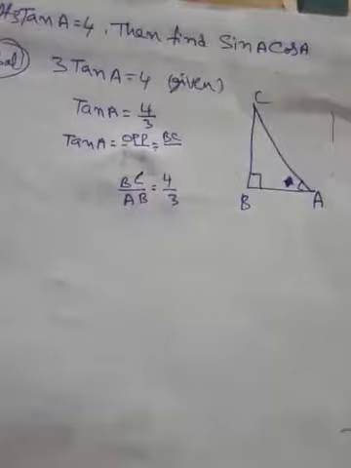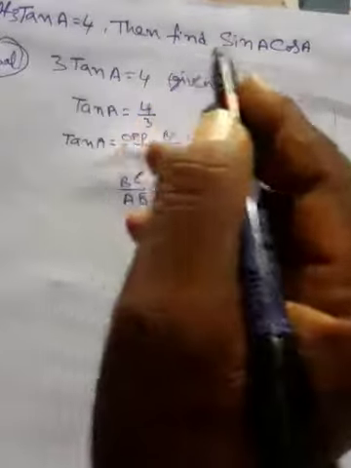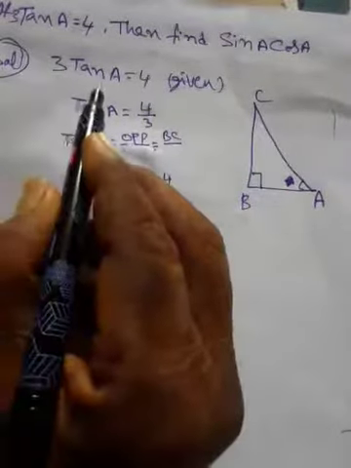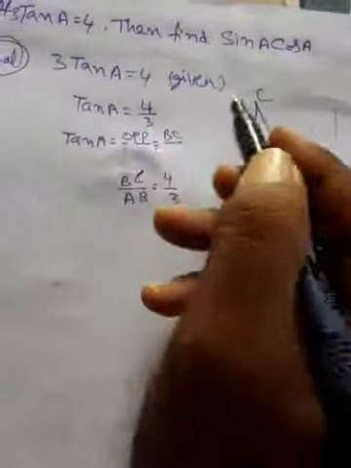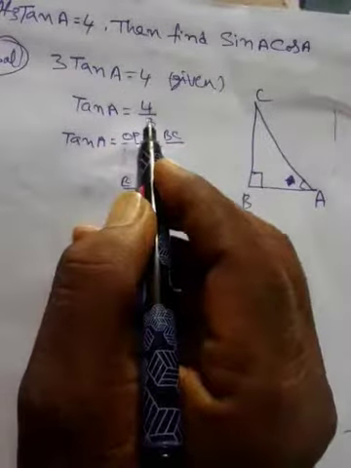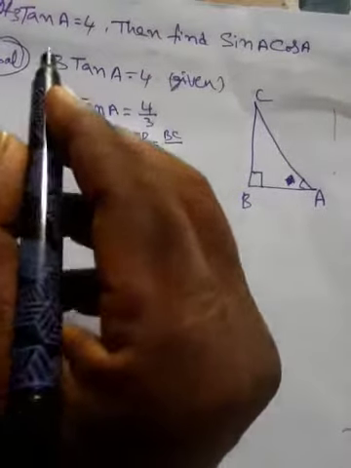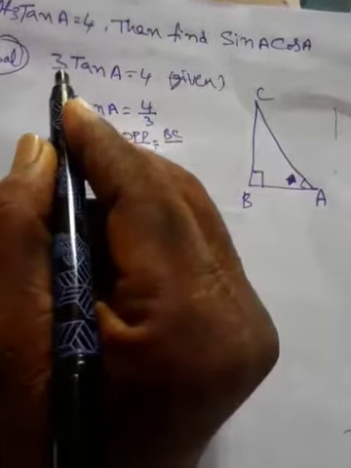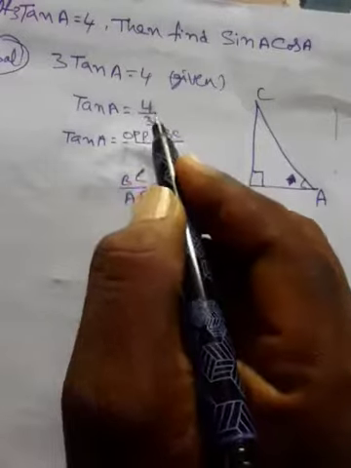Problem number 5. If 3 tan A equals 4, then find sin A and cos A. 3 tan A equals 4, it has given. Tan A is equal to 4 by 3. Here 3 is multiplied with tan A, so when it goes to that side, it will be 4 by 3.